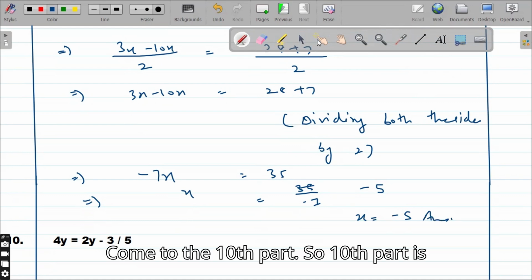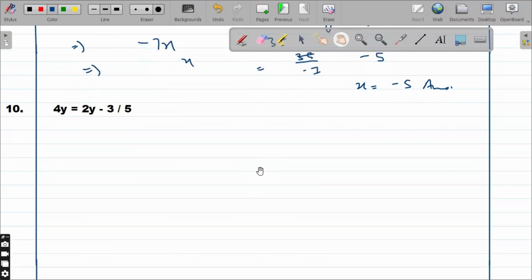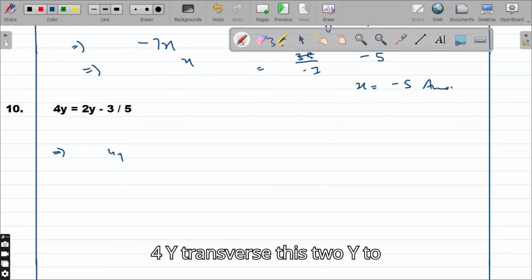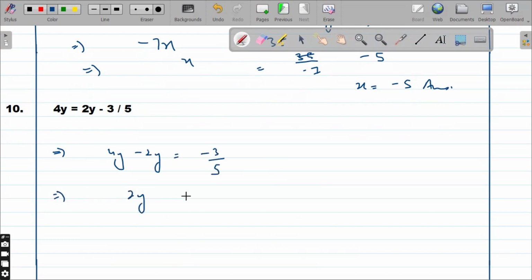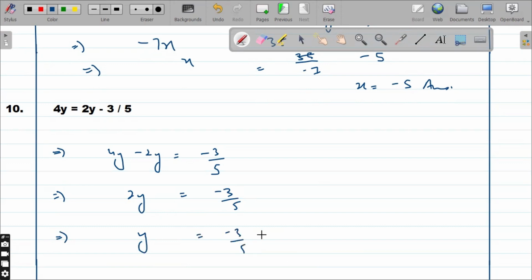Come to the 10th part. So the 10th part is given as what? 4y equal to 2y minus 3 by 5. How to solve it? So the first step would be 4y, transpose this 2y to left hand side, minus 3 by 5. 4y minus 2y will be 2y equal to minus 3 by 5. Next step, y equal to minus 3 by 5 divided by 1 by 2.